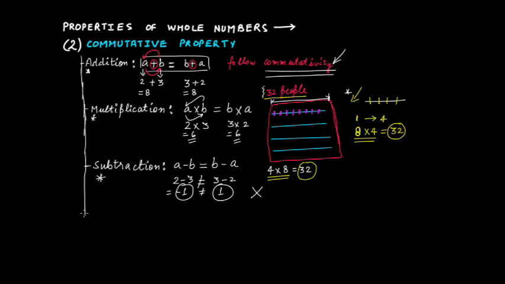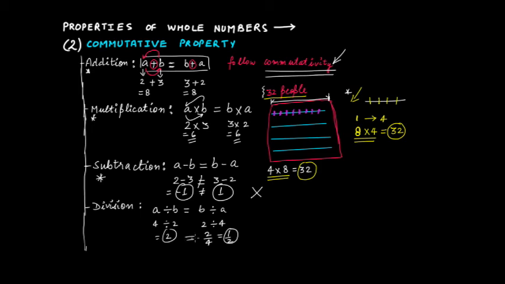And the last one is division. For division to follow commutativity, A divided by B will have to be equal to B divided by A. You can check it with any example, like suppose you take 4 divided by 2. Is 4 divided by 2 the same as 2 divided by 4? No, of course not. Here the answer will be 2, and here the answer would be 2 by 4, or you can say 1 by 2. So the answer is coming 1 by 2 in this case, and in this case you have 2.